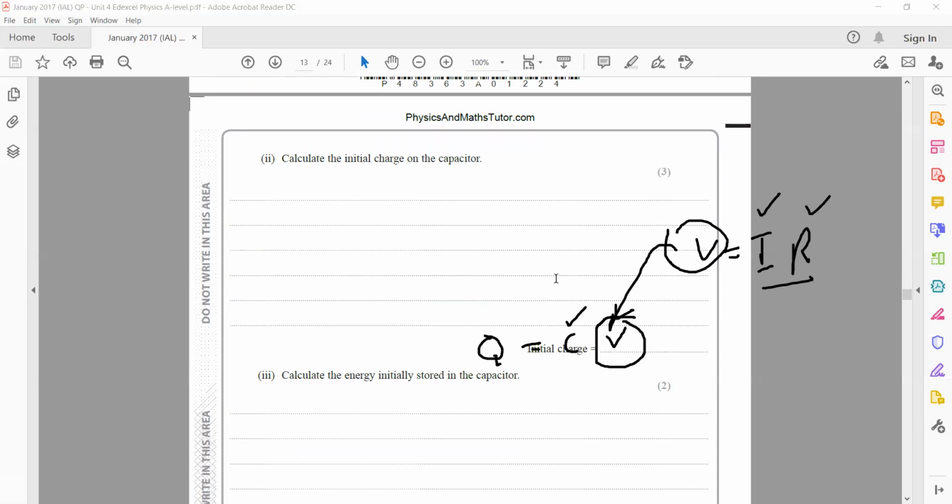Then energy stored. To get the energy stored, we can use a different formula. So E is equal to half Q into V. So we already know the maximum charge. We know the maximum voltage. Divide by 2, what will we get? We'll get how much energy is stored on this capacitor.